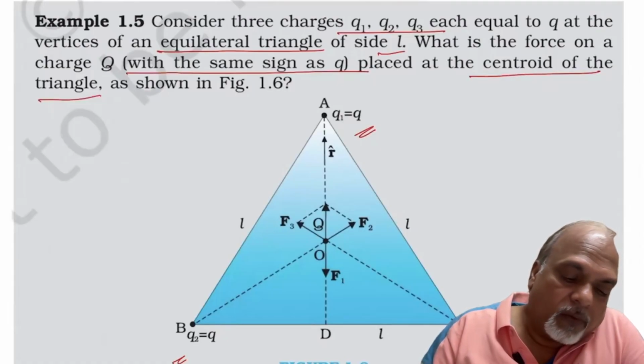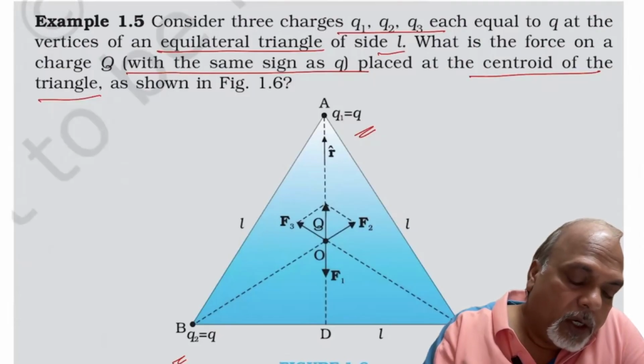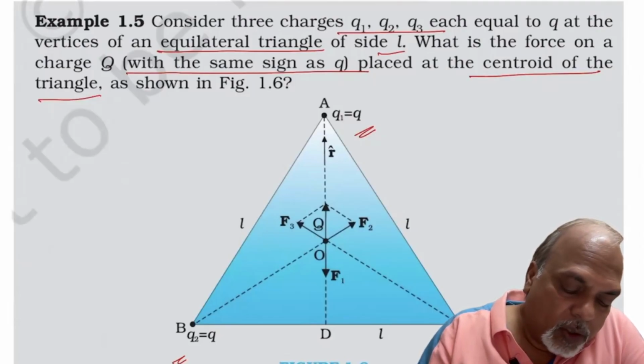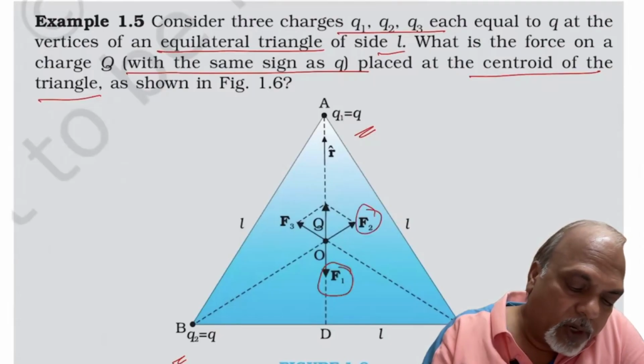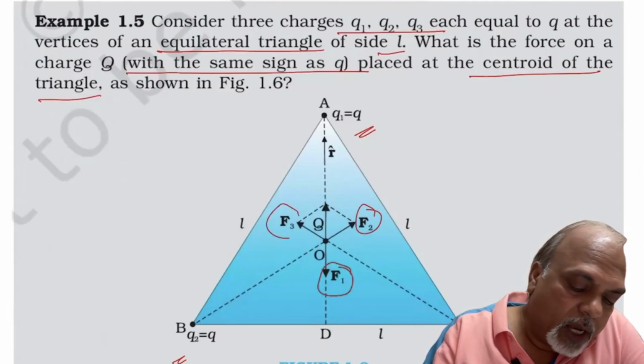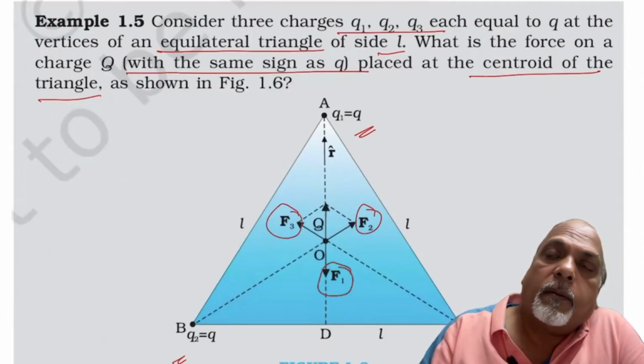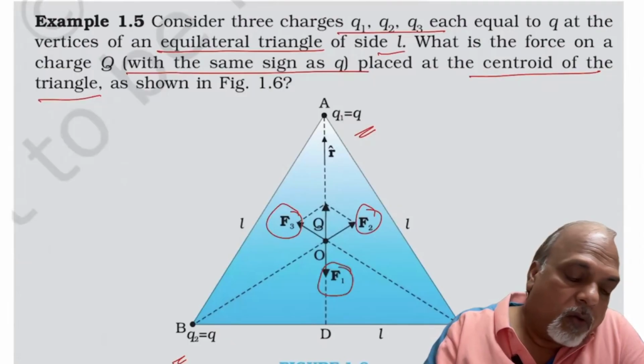Naturally, they have marked the forces in the figure. You will see due to Q1, this F1 repulsive force is there. Due to Q2, F2 repulsive force is there. And due to Q3, this F3 repulsive force is there. Correct? Now, what is the distance R? R is basically this AO.